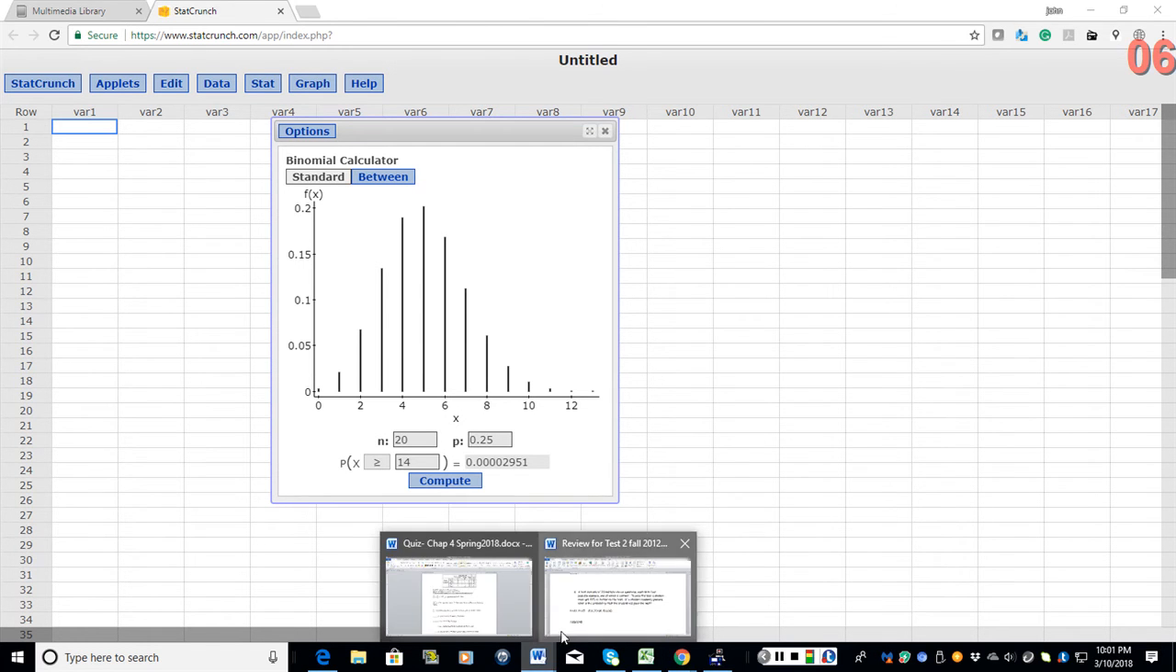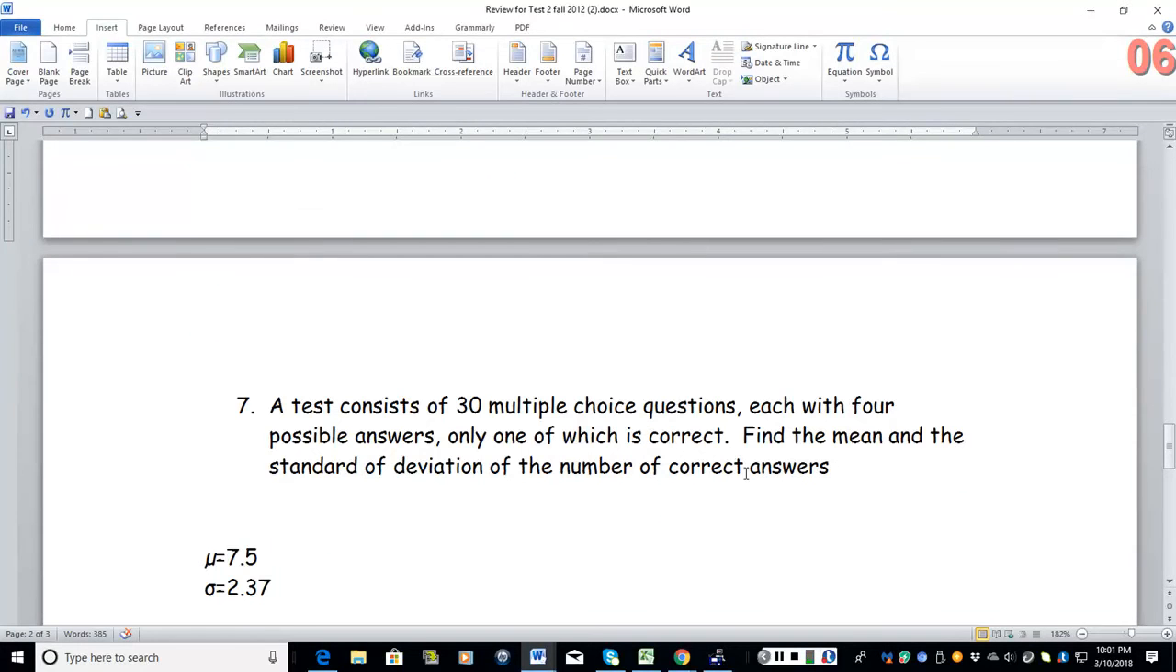Let's look at number 7. Okay, so number 7 is a little bit easier. All you have is your probabilities. The mean of any binomial distribution is equal to n times p. Which means that's going to be equal to 30 times 0.25. When you do that, 30 times 0.25 is going to give you 7.5.